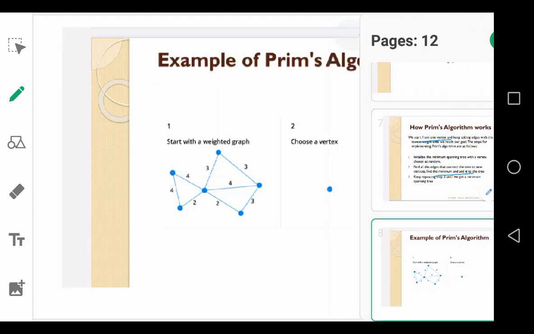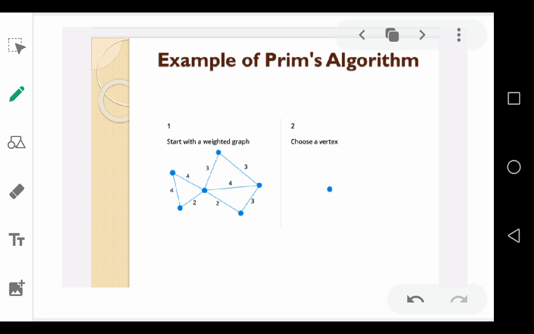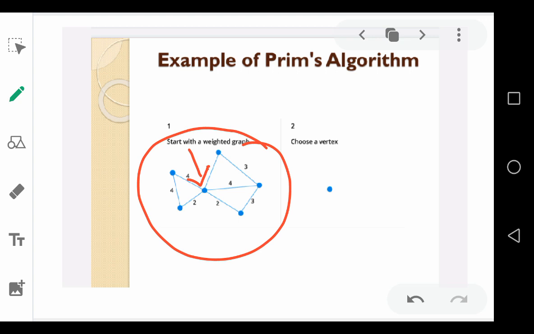To understand how this algorithm works, let us consider one example. Here we are having one weighted graph, where the edges have some weight. In the previous slide I had discussed that we have to start from one point. Here we are starting from this point. If it is not specified in the question, choose one starting point.